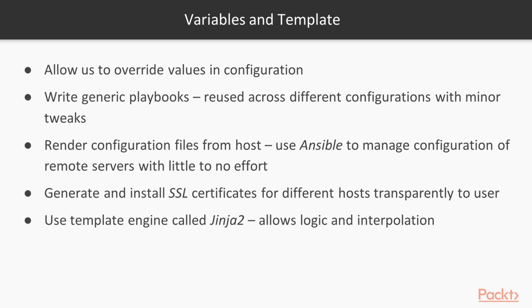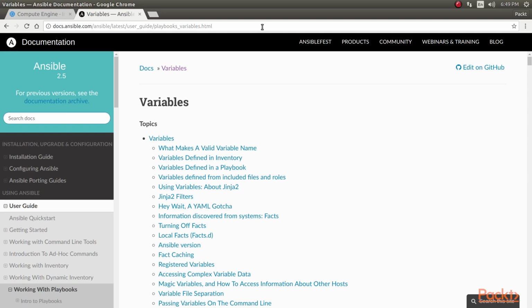Variables and templates use a template engine called Jinja 2, which allows logic and interpolation to be embedded in our configurations. In general, there are several ways of defining variables. If you want to explore further different ways of defining variables, the official documentation provides a fairly comprehensive guide at this website.